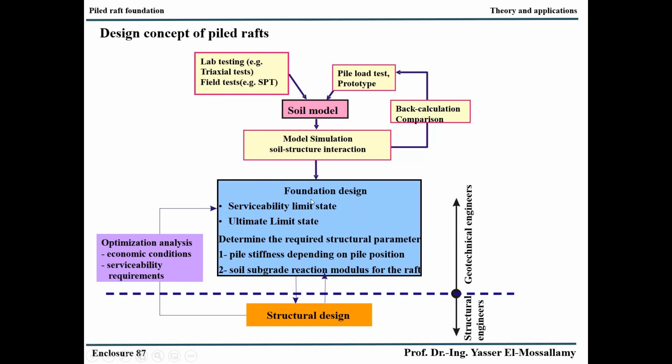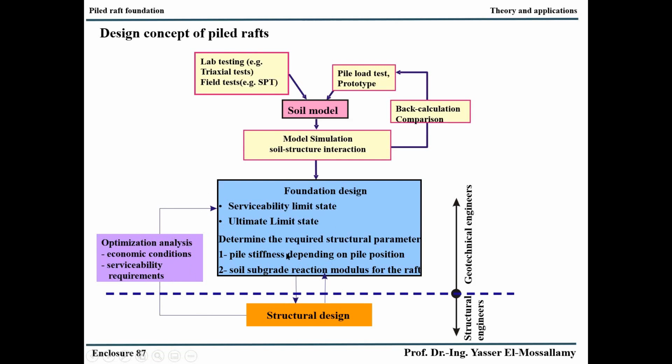What we get from all this analysis is actually two things. We check the ultimate limit state, we check the serviceability limit state. What we give our structural engineer is the pile stiffness depending on the pile position and the soil subgrade reaction modulus in case of raft. The structural engineer conducts his analysis, and sometimes he comes back and says, this pile is highly loaded, I would like to change the position of the piles, or I need here another pile, or I can eliminate this pile, and therefore we make at maximum 1 or 2 cycle iteration with our structural engineer.